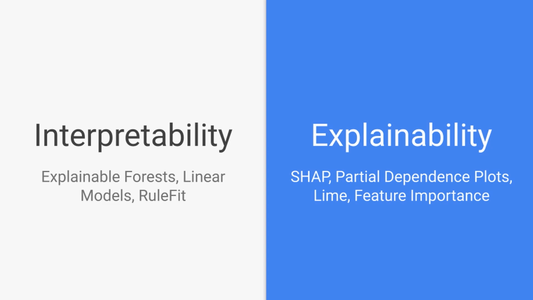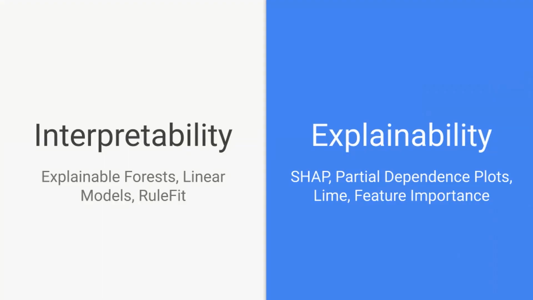So explainability with SHAP, partial dependence plots, LIME, feature importance, really great methods, but they are post hoc methods. So after you've done your training, after you've done your model fit, you can then have a look at how this model explains its decision. But that doesn't mean that this model has any idea of causality. For that, we have to go to interpretability, which are often Bayesian methods, linear models, and things like explainable forest, causal trees as well, and rule fit.